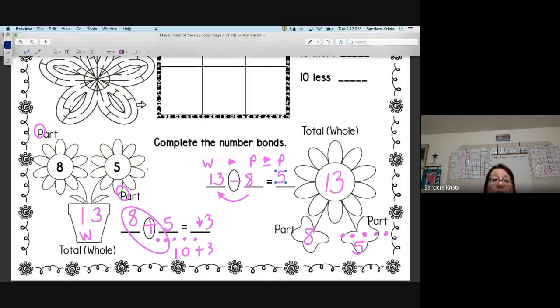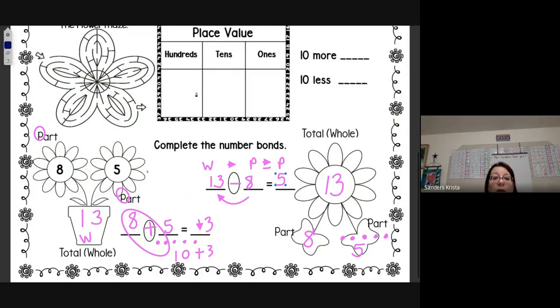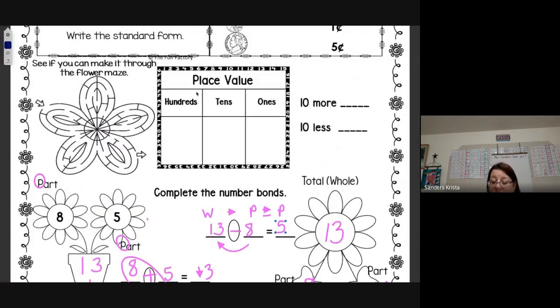If my number is 148, I'm going to put a 1 in the hundreds, a 4 in the tens, and an 8 in the ones. So I'm going to draw one group of 100. I'll write 100 inside of my hundreds cube. Okay, so I have 100, and I have 10.